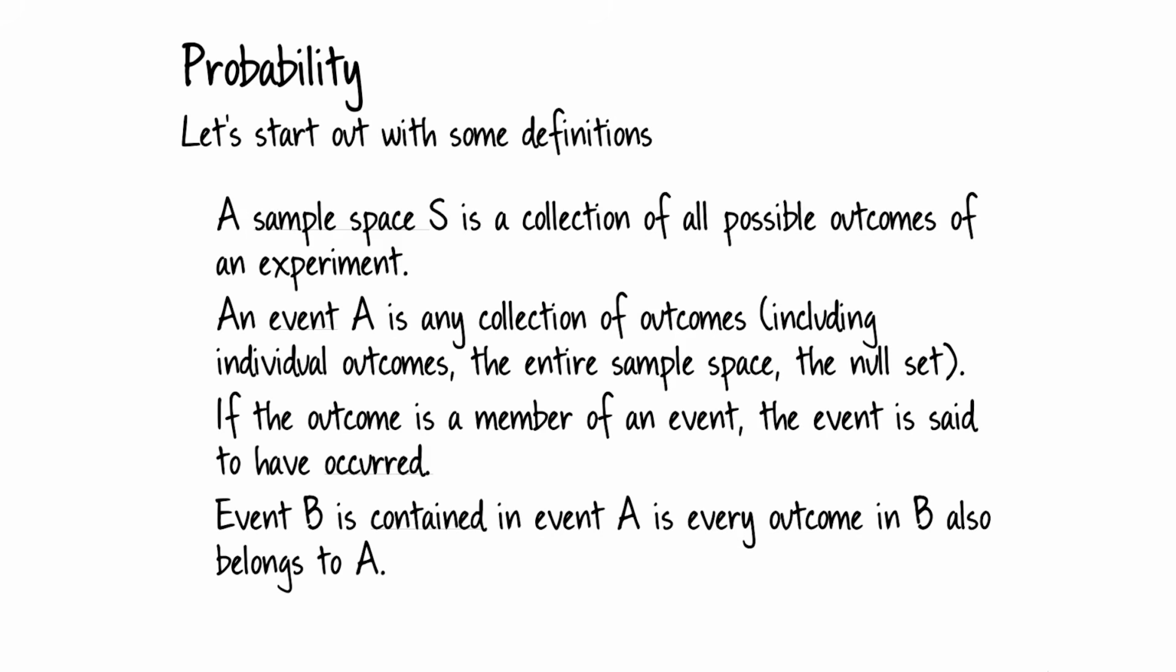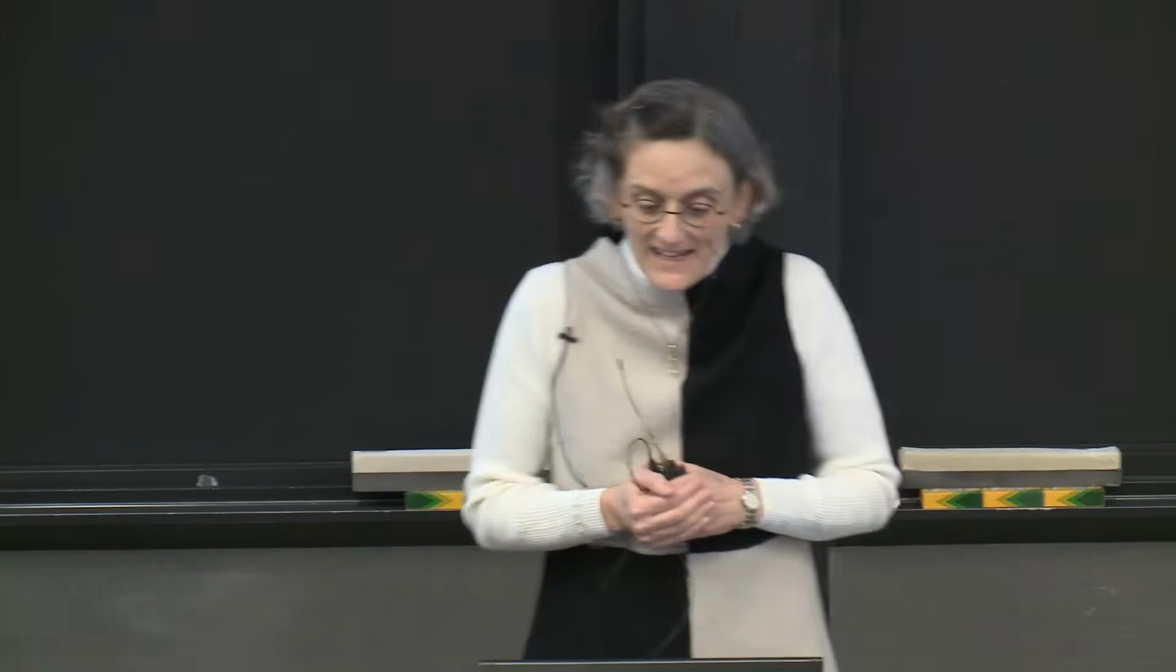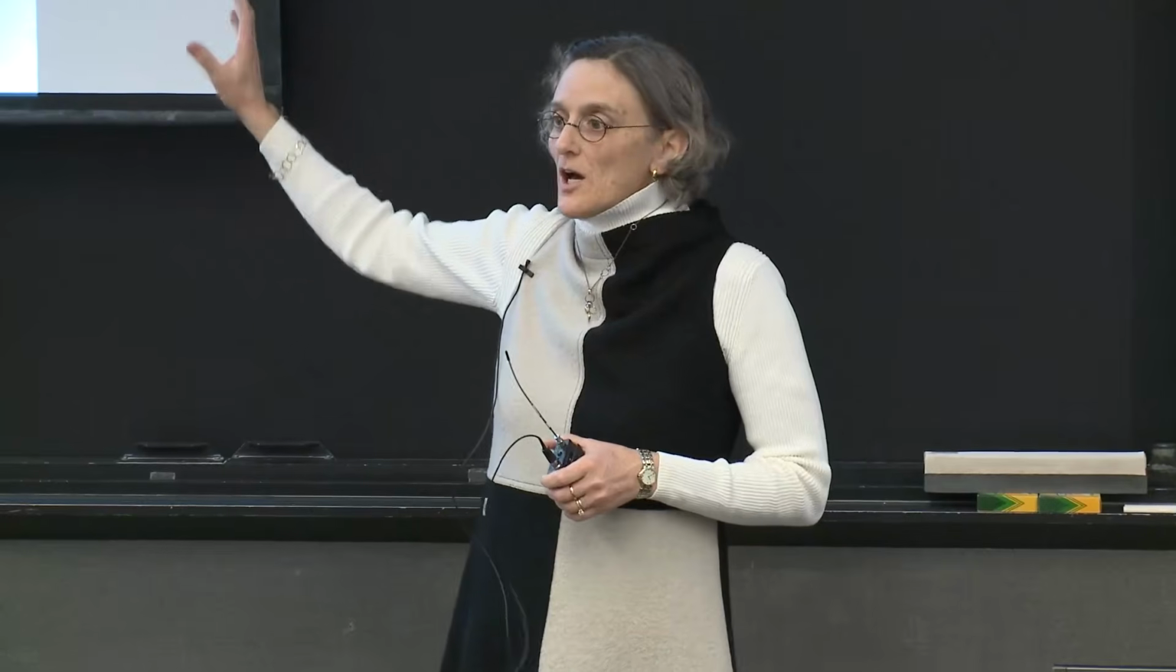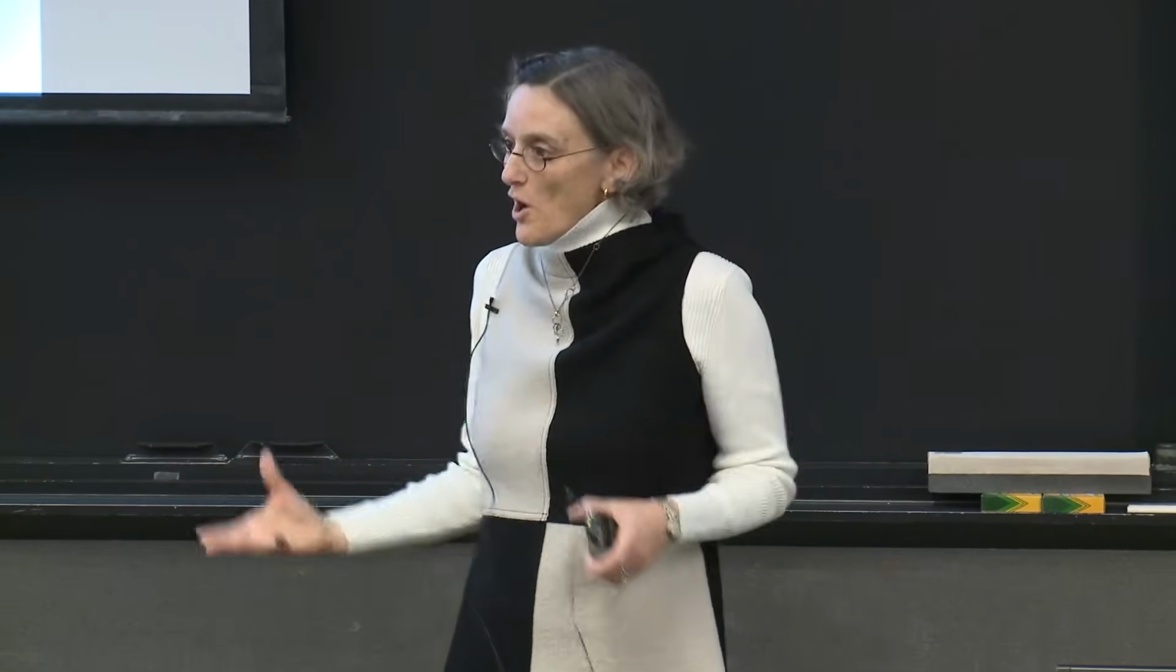If the outcome of the experiment is a member of an event, then we say the event has occurred. Okay? And event A is contained in event B if every outcome in A also belongs in B. Okay? So here we're just establishing a bunch of terminology and definitions.